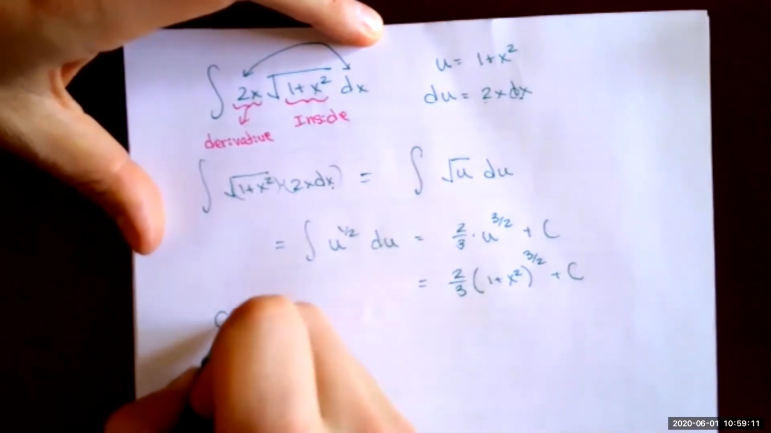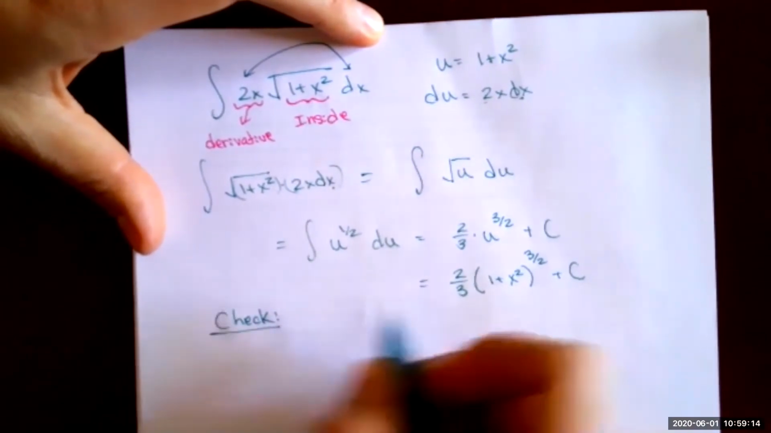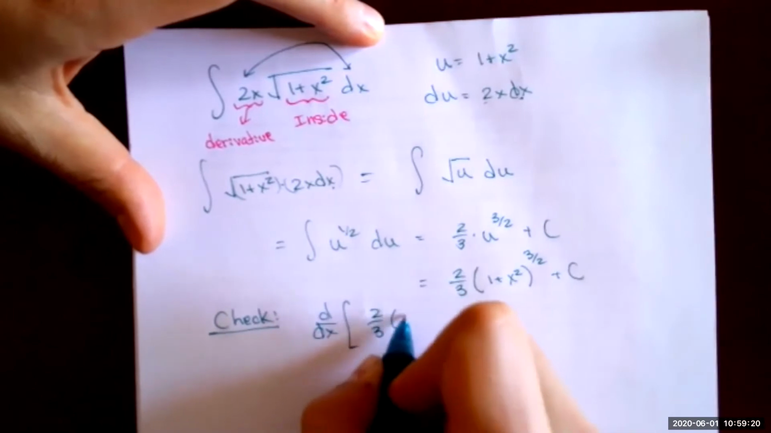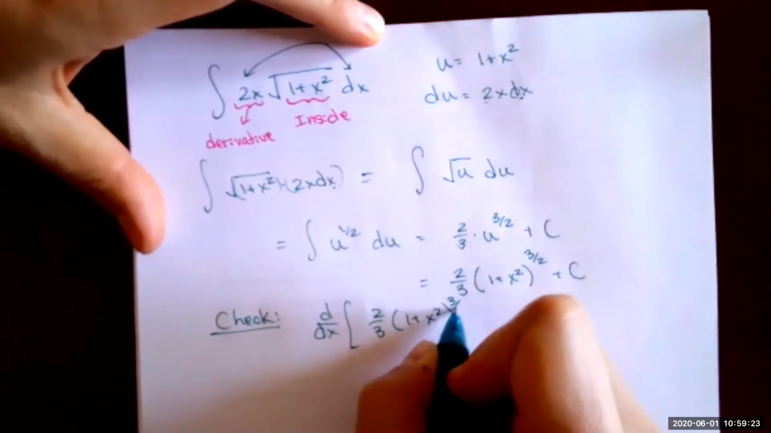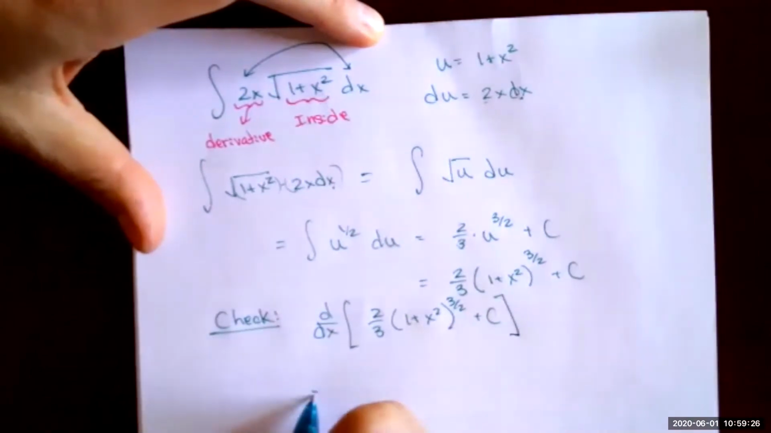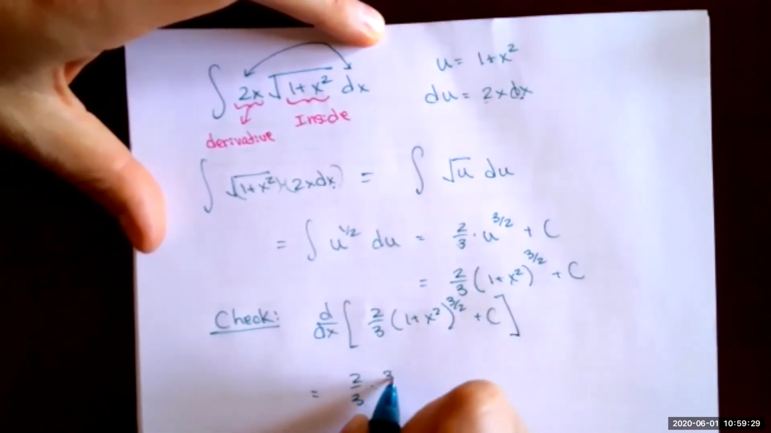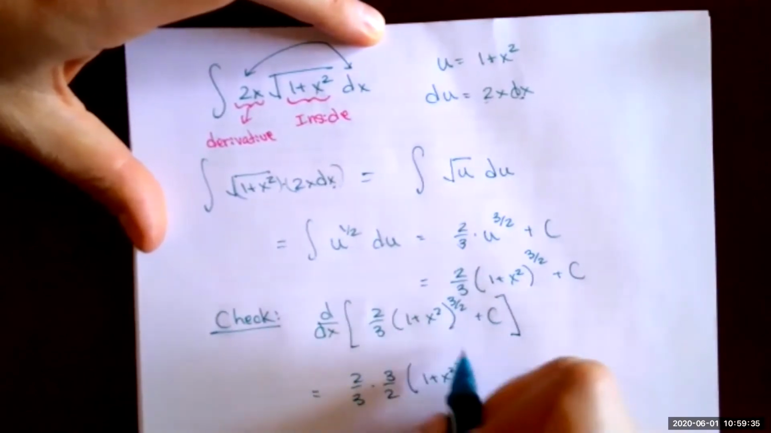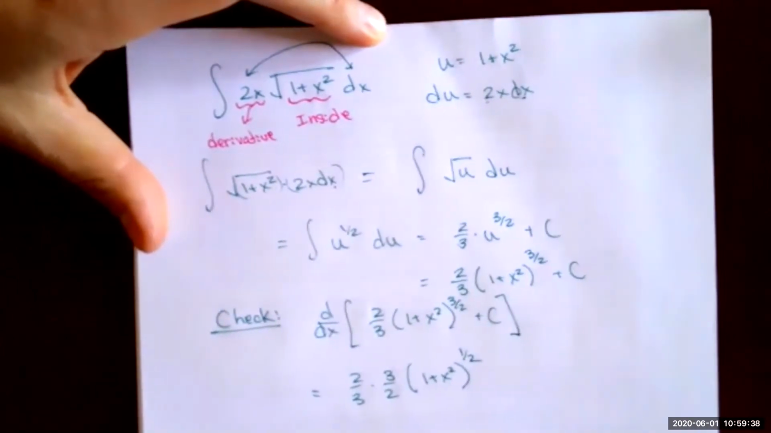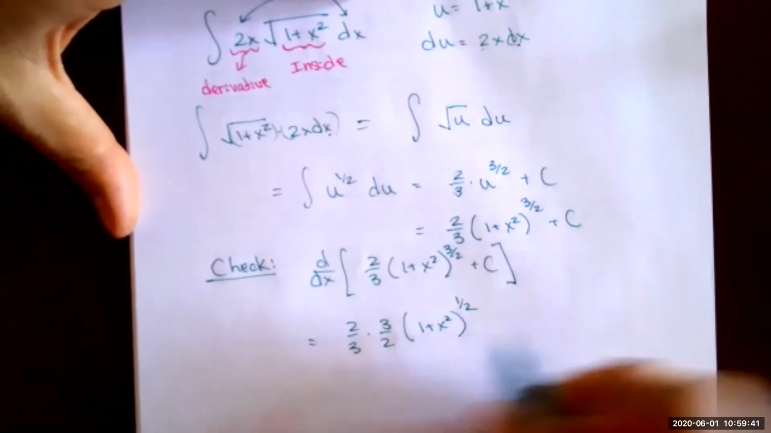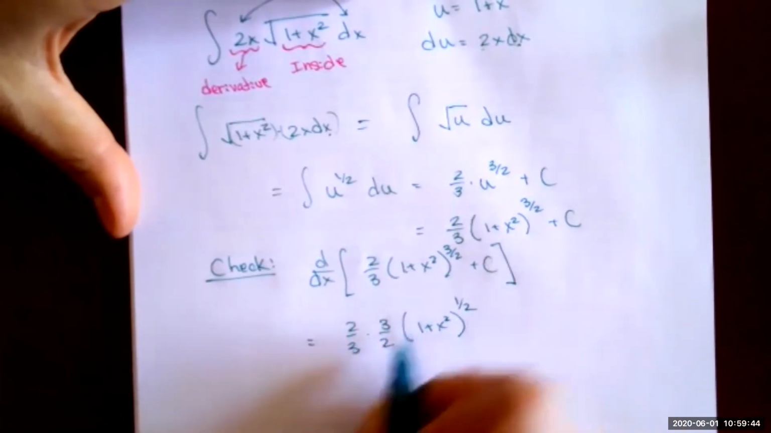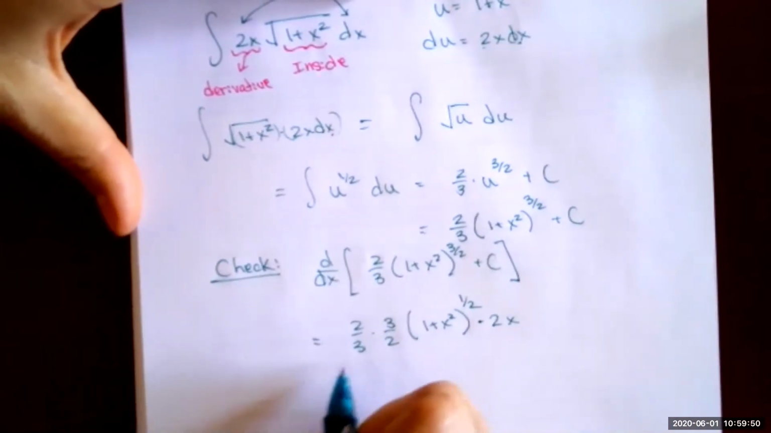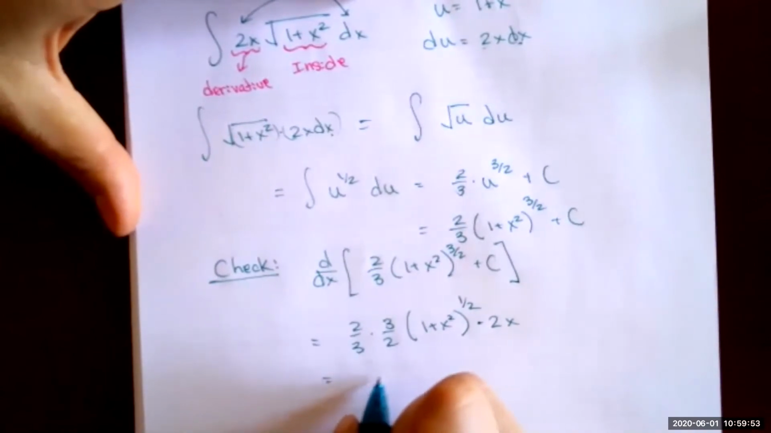As a check, if we take a derivative of that, we'll get 2/3 times 3/2. We'll have 1 plus x squared. We'll lower the power, so that'll go down to 1/2. And then our chain rule says I need to multiply by the derivative of the inside, so we'll have times a 2x. And of course, that gets us right back to where we started.